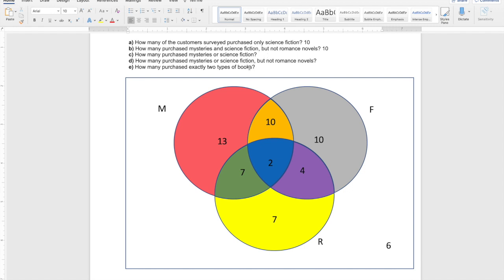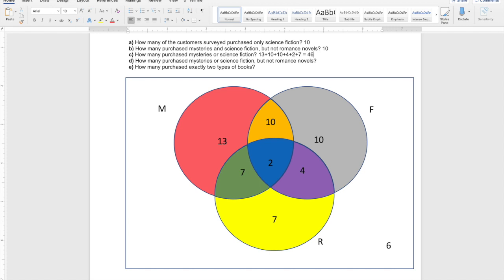Now, make sure that when you're adding these people, you do not repeat this 10 and this 2. These numbers belong to both circles, and we don't want them to appear twice in our addition. So I will do 13 plus 10 plus 10 plus 4 plus 2 plus 7. That's 46 people.